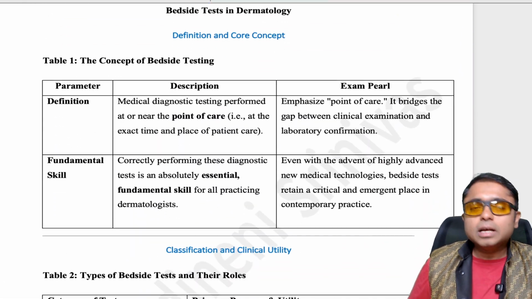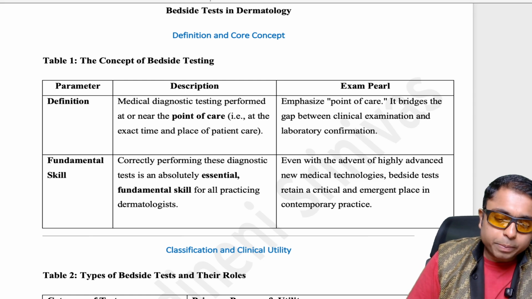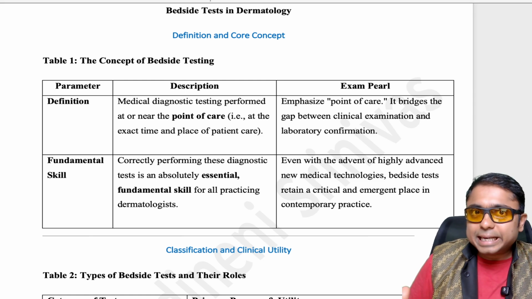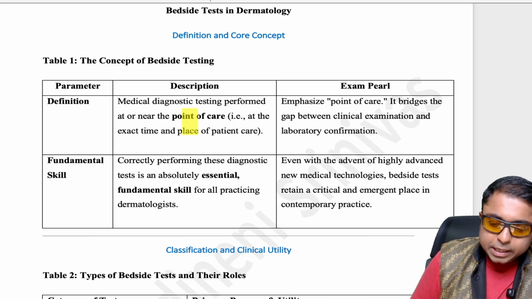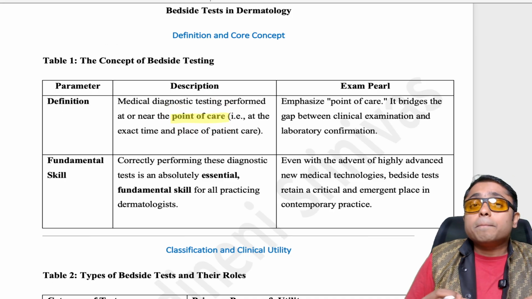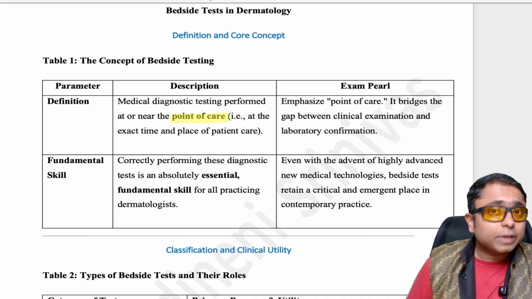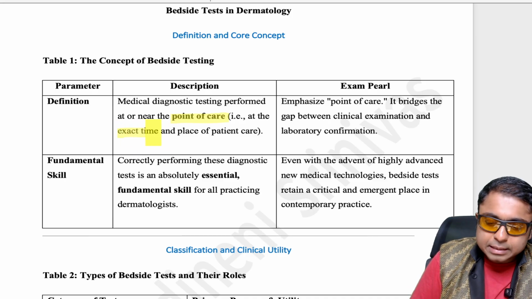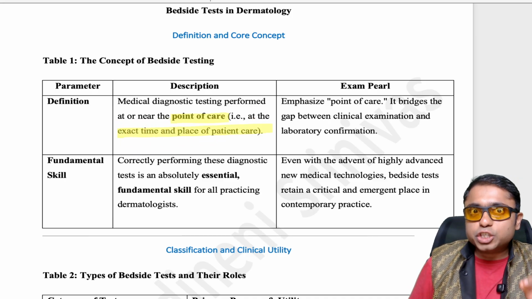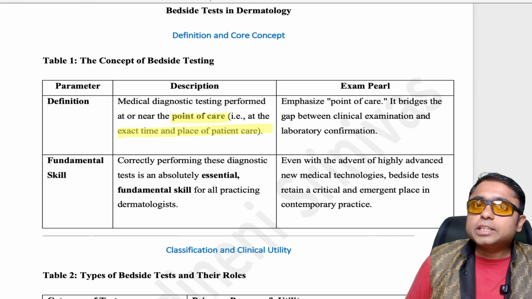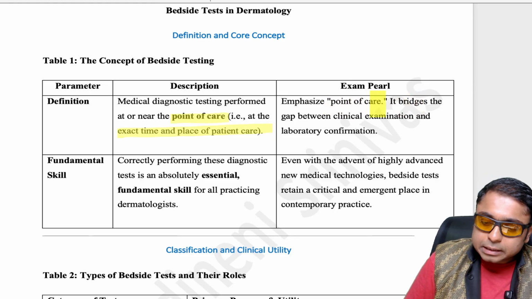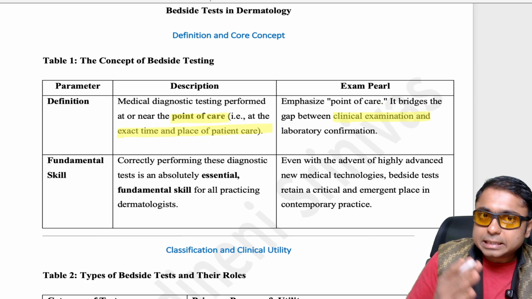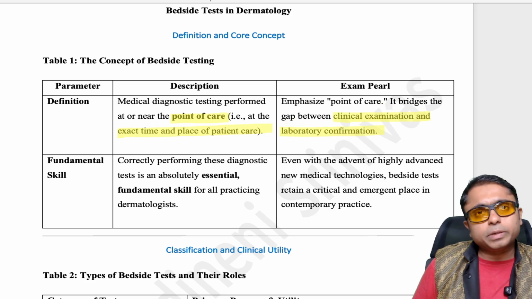So without any further delay, we are going to begin the discussion by seeing the definition of bedside testing. By definition, remember dear students, it is basically a test which can be done at the point of care. What do you mean by point of care? At the exact time and place of the patient care. That is, it could be in the outpatient department and also in the inpatient department. Remember, it bridges the gap between the clinical examination and the laboratory confirmation.